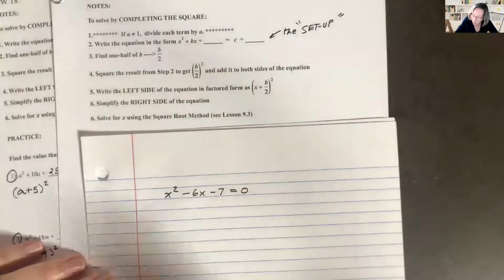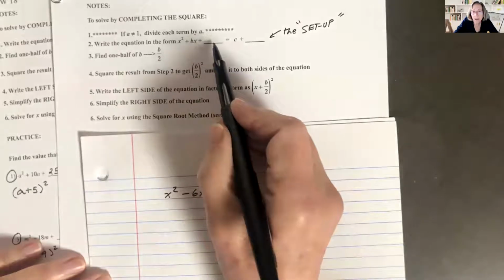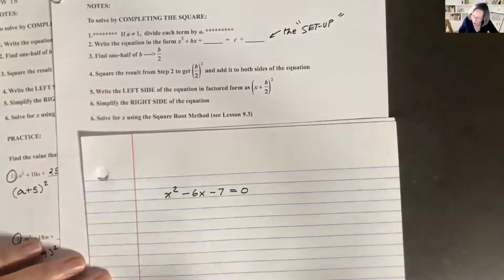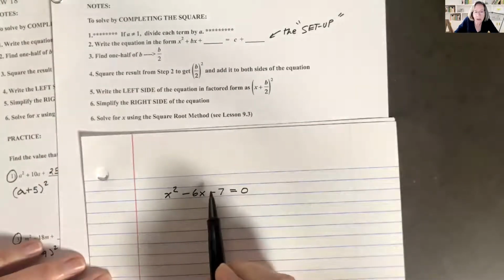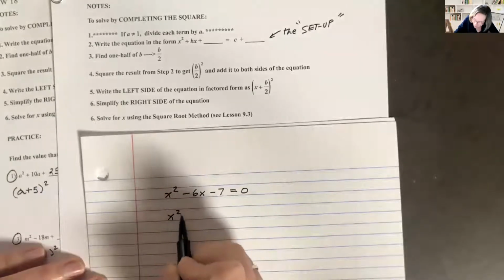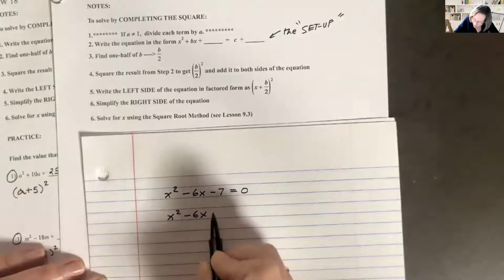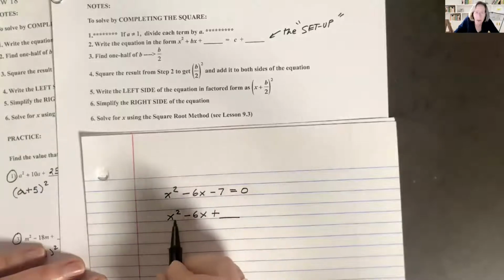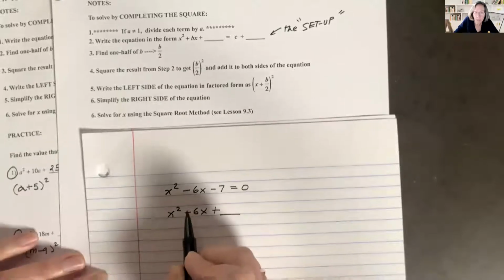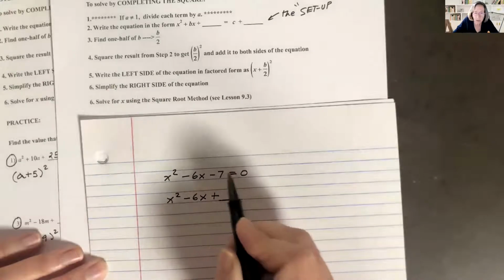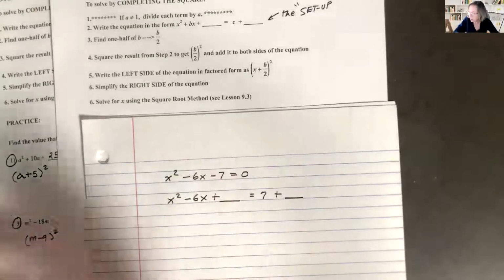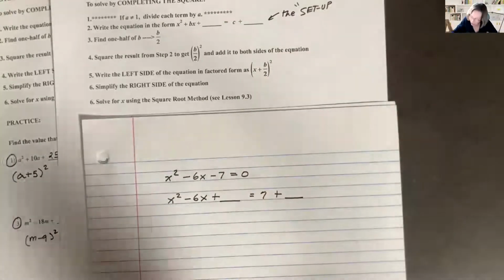Because whatever I'm going to have to add to the left side to complete the square has to be added to the right side to keep the equation balanced. So I need to get this -7 to the other side. I need to add 7 to both sides. And in doing so, I'm going to add a space here because I'm going to trick this whole left side into being a perfect square trinomial. So I'm going to plus 7 plus 7. On the right side, I have 7, and whatever I add to the left side in the blank has to be added to the right side.